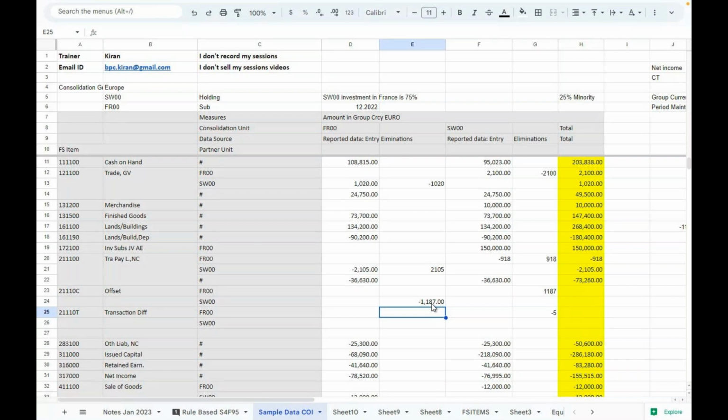Now, whatever transaction differences are there, for example here 1020 and 918, there is a difference of 102, positive number. That is basically my transaction difference. So here the transaction difference 102 will be posted. Here minus 5 is transaction difference, missing transactions or whatever. So this is how the intercompany transactions are handled.